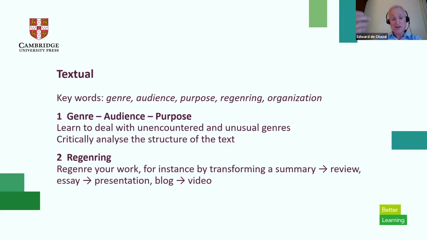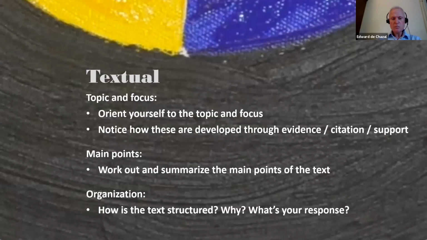How can we analyze the structure of those genres? New spoken genres, hybrid spoken written genres. And a lot of re-genre is going on. So a summary classically can turn into a review, objective to subjective, or essay into presentation, article into blog, and so on and so forth, without limit.